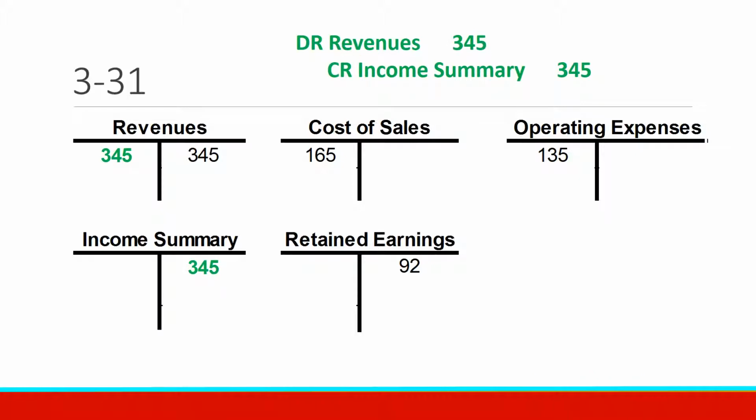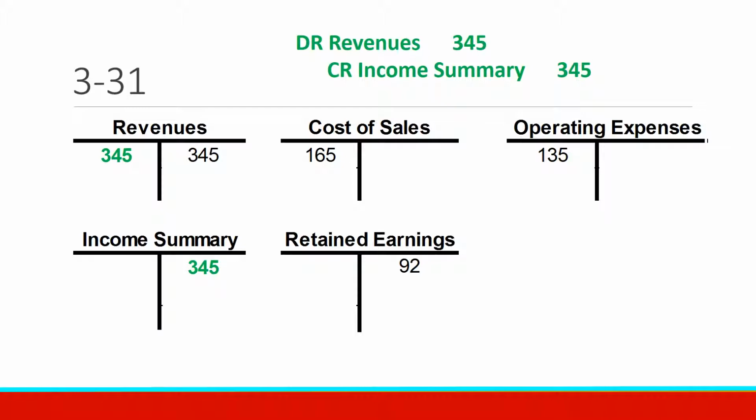The first account we're going to work on closing out is the revenue account. It starts with a credit balance. In order to close the account, we need to put in the amount that's needed to bring the revenue account to zero. So we need to debit the revenue account by $345.